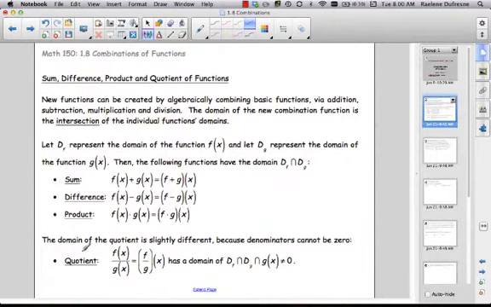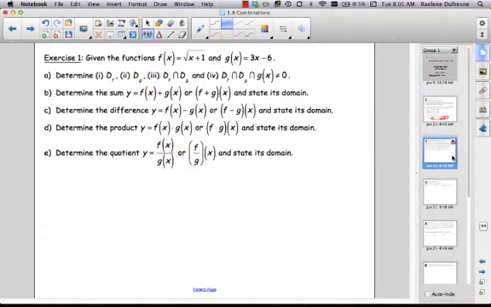The quotient domain is a little bit different because as soon as we have a quotient, we automatically have a denominator. And the denominator has a restriction anyway. We know that denominators cannot be zero. So we don't just have the basic intersection of the two domains, we also include the intersection that the denominator, or g of x, can't be zero. Let's take a look at an example.